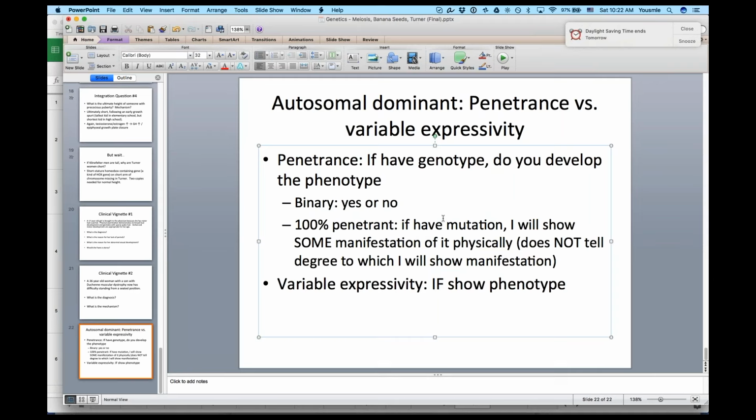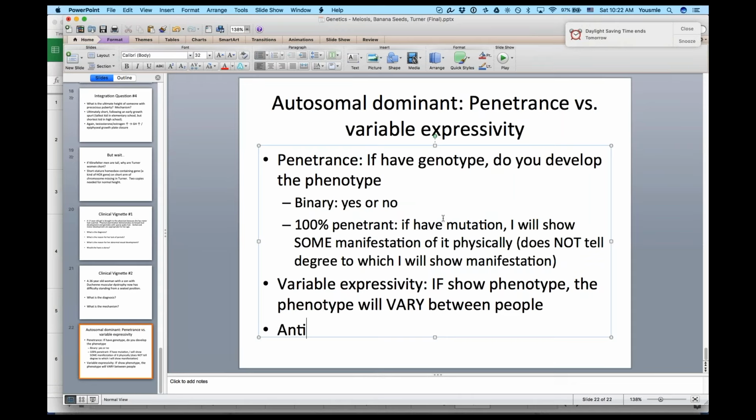So for anyone that has it, for which it's penetrant. If I show a phenotype, the phenotype will vary between people, right? Probably the best example would be neurofibromatosis, right? Some people get really bad neurofibromas. Some people might get pheochromocytoma, right? Some people don't, right? The manifestations of that are going to be different, okay?